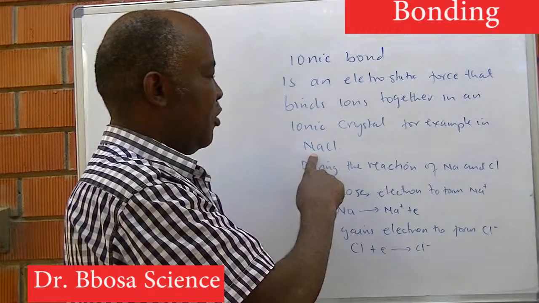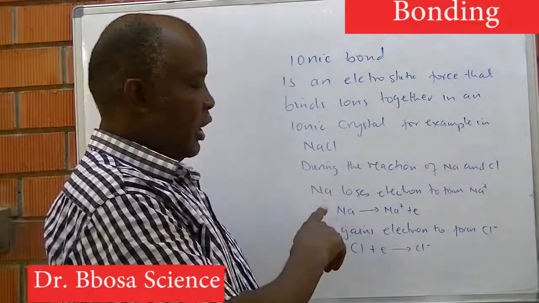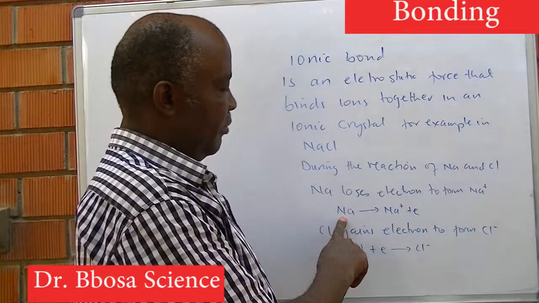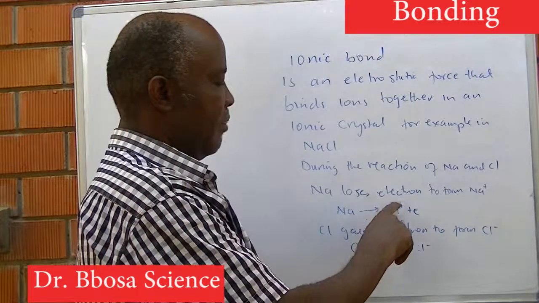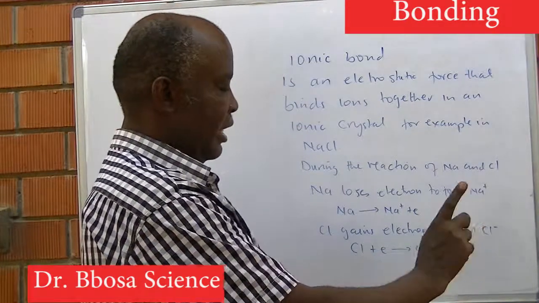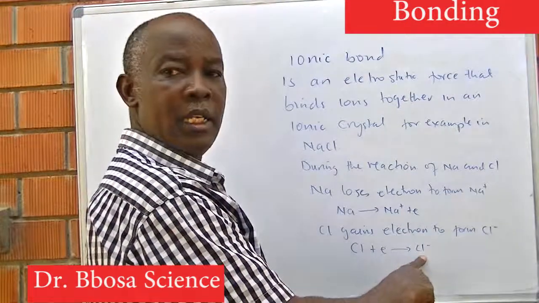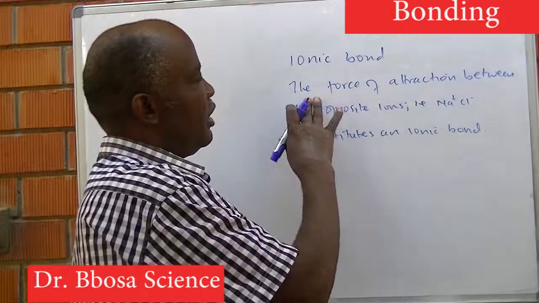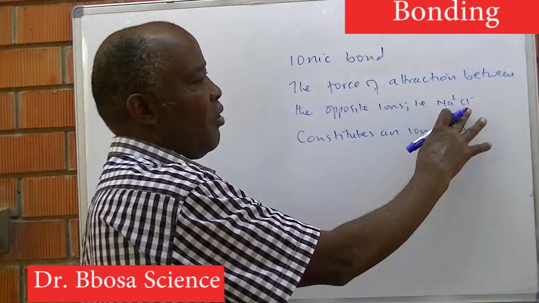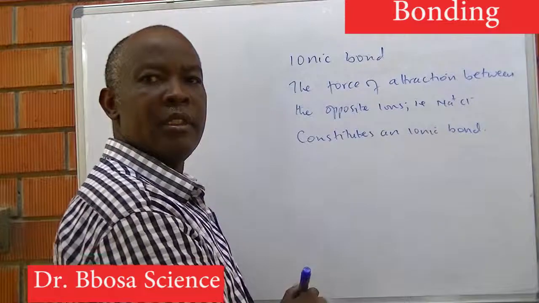For example, in sodium chloride. During the reaction of sodium and chlorine, sodium loses an electron to form sodium ion. Sodium minus an electron, you get sodium plus. Chlorine atom gains an electron to form chloride ion. Chlorine atom plus an electron will form chloride ion. The force of attraction between opposite ions, i.e. sodium plus and chloride ion minus, constitutes what we call ionic bond.